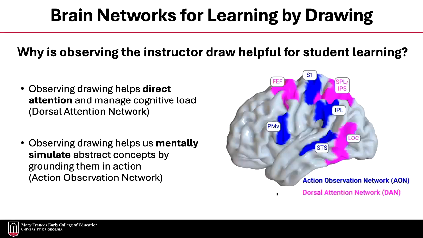And so we can think about these overlapping networks, and these are obviously complementary processes, right? So attention can help determine what information gets processed, whereas action simulation and observation may help determine how deeply this information is understood. And it's giving us a mechanistic framework for thinking about how instructor-generated drawing can be a useful way to engage these core brain systems that support learning.